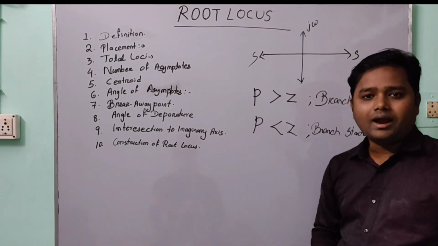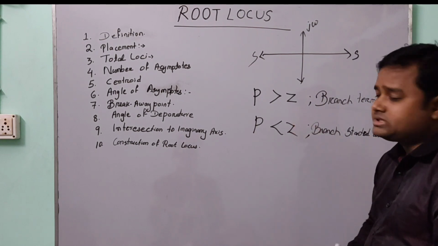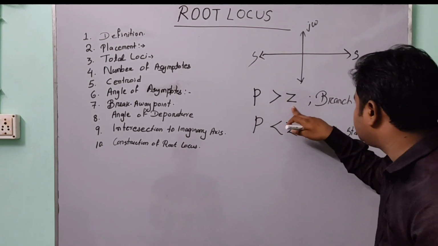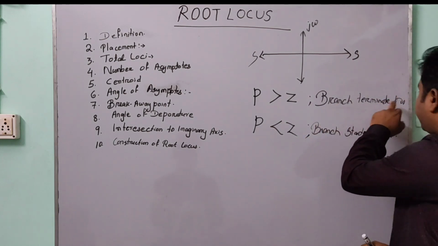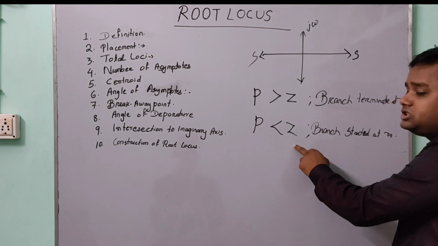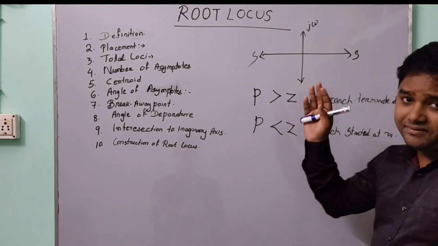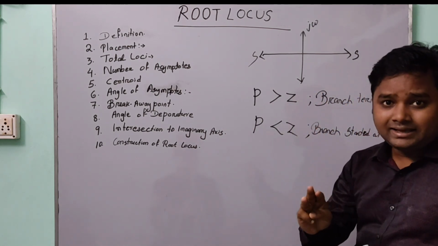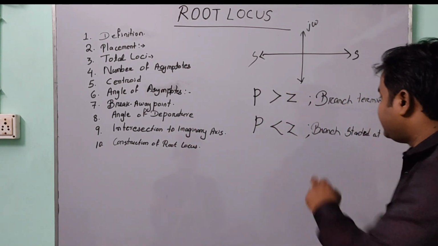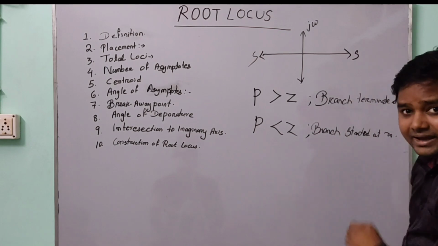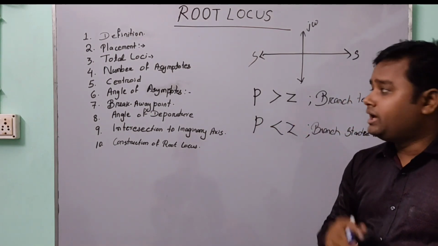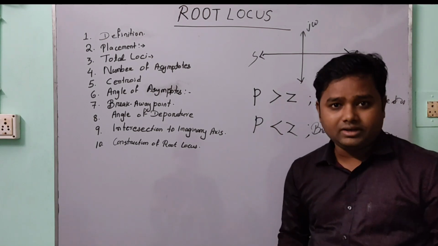We have studied the pole and zero. If the number of poles is greater than the number of zeros, then the branch always terminates at infinity. If the poles are fewer than the zeros, for example if the zeros are 5 and the poles are 3, then the branch always starts at infinity. We have studied the starting point and ending point. Now we will study where the region is.